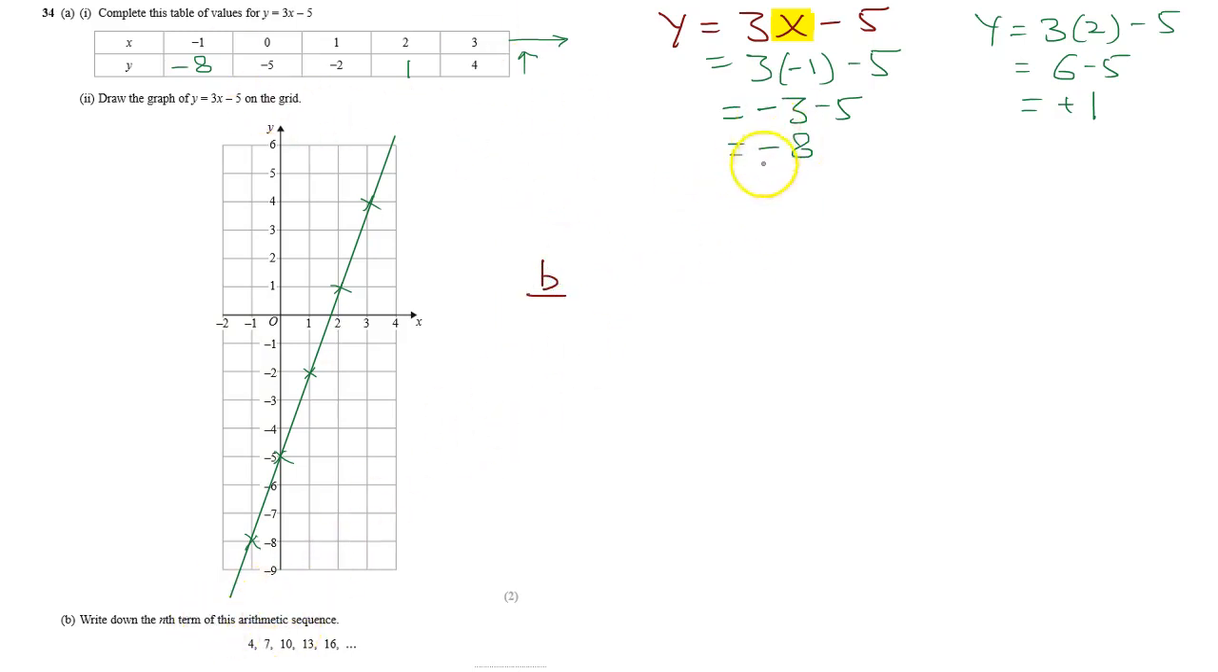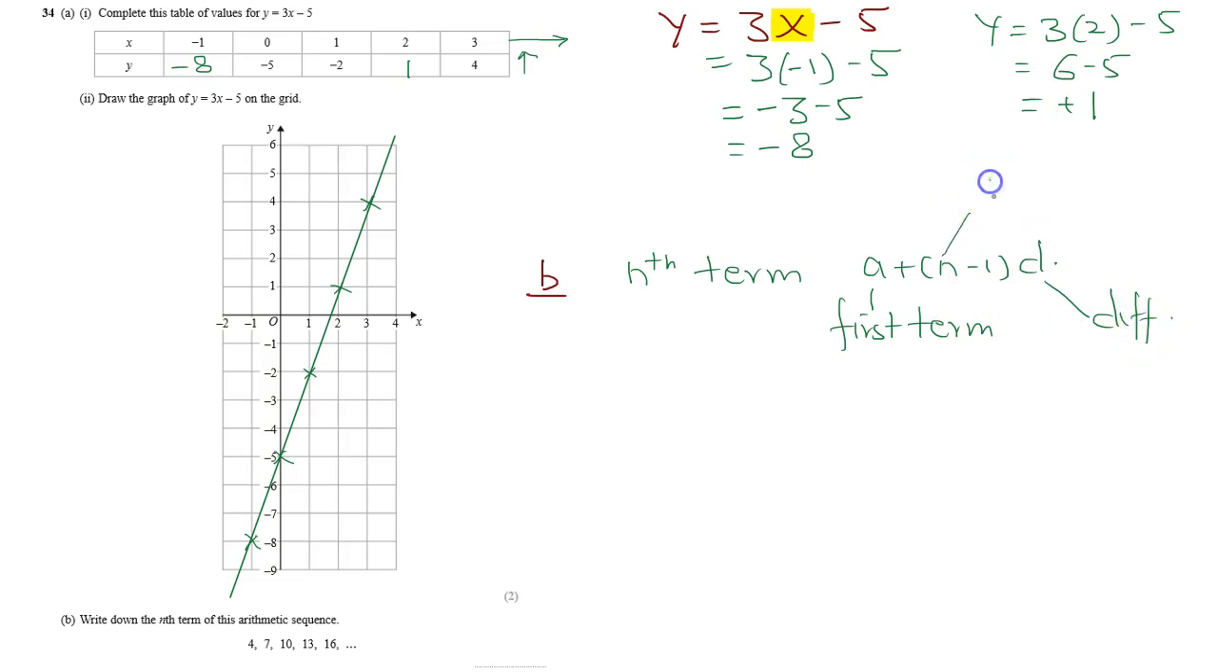Write down the nth term of this arithmetic sequence. The nth term of an arithmetic sequence is a plus n minus 1 d. A is the first term, d is the difference, and n is the term, which term: first term, second term, 10th term. If it wants the nth term, leave n like that.